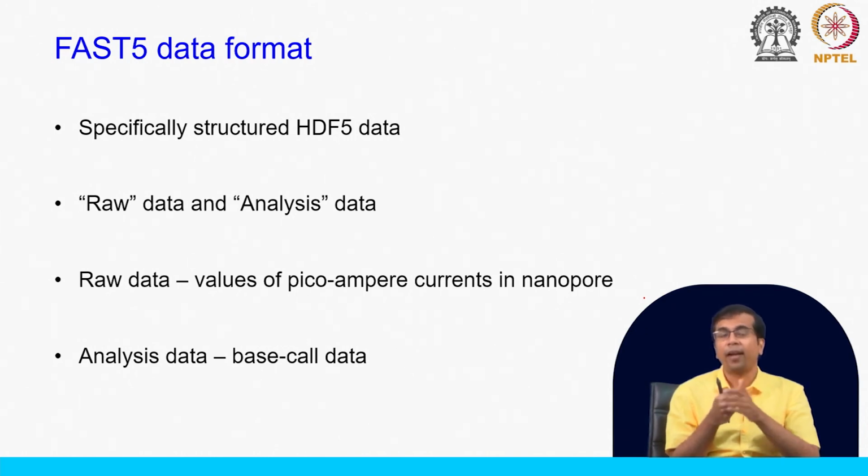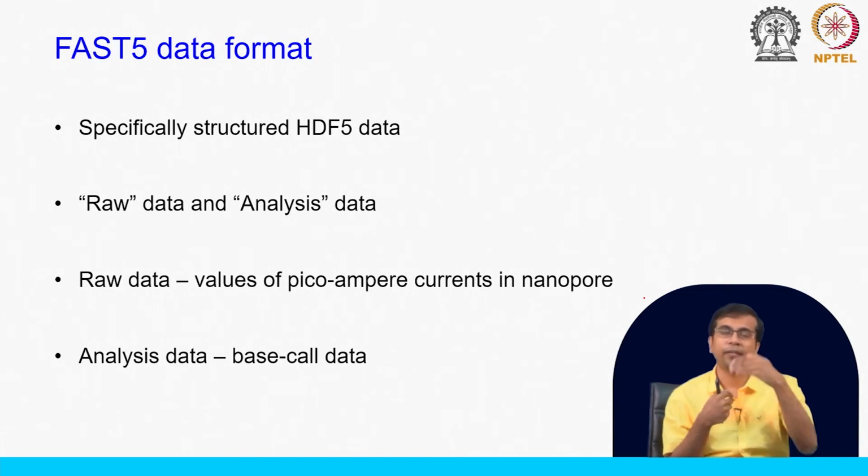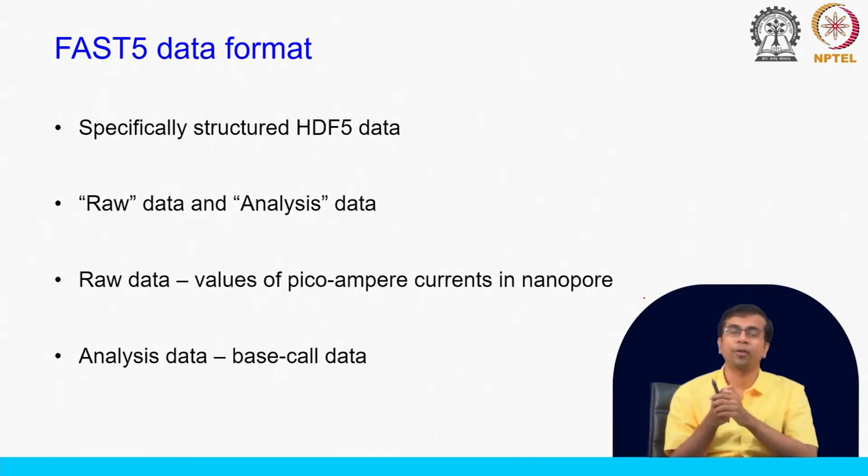Okay. And then you have the analysis data, which is the base call data. So, we apply different algorithms, or the neural networks, artificial neural networks that we talked about, on the raw data to detect the base sequence. So, this analysis data contains the base call data. This is something that is now standard. So, we have the raw data in there and the base call data is also available.